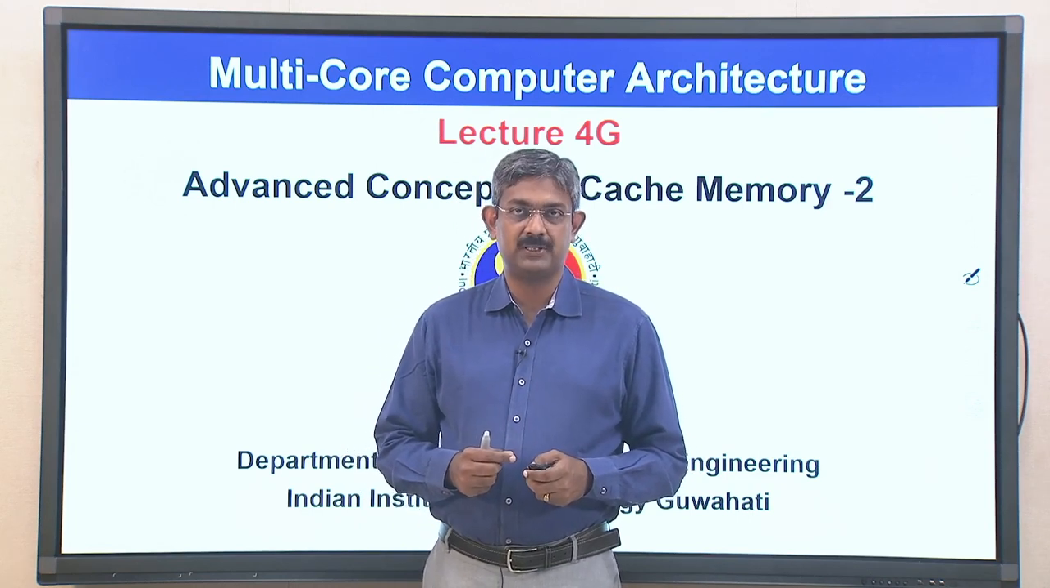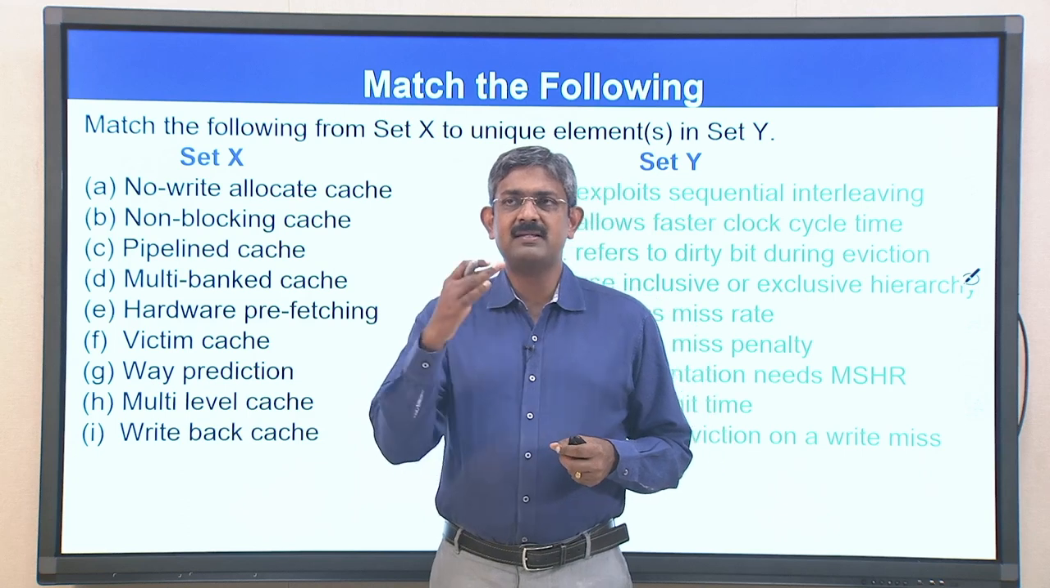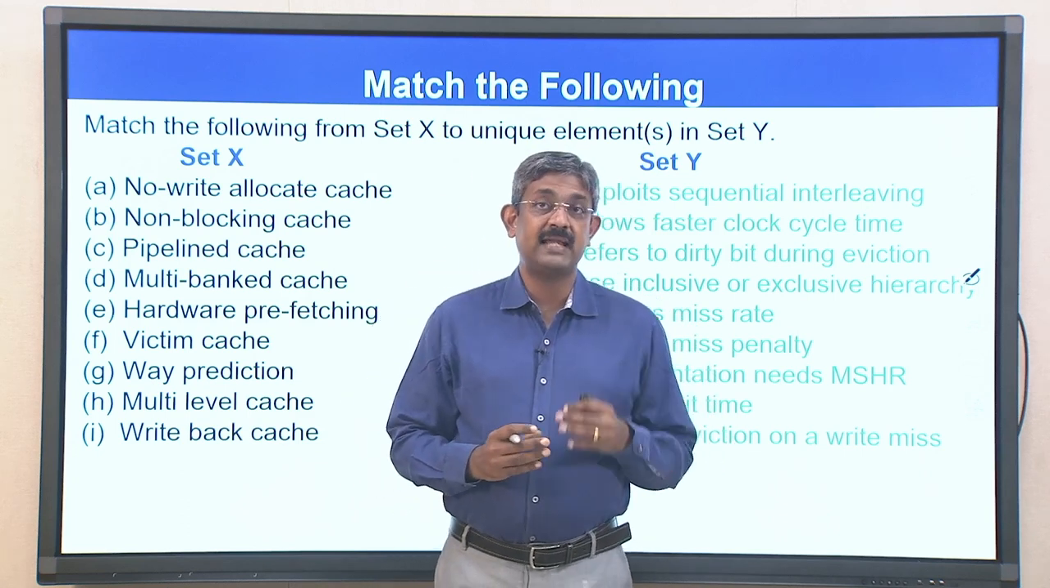Consider the first question. This is a match the following. You are given two sets and then you have to find out a mapping. Wherever possible, try to get a unique mapping from set X to an element in set Y. Very rarely, one or two entries in Y also may be matching. Now, let us try to see what is given in set X.